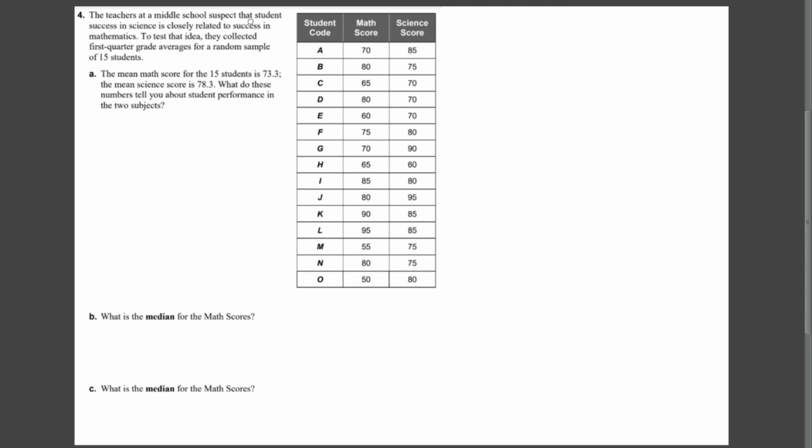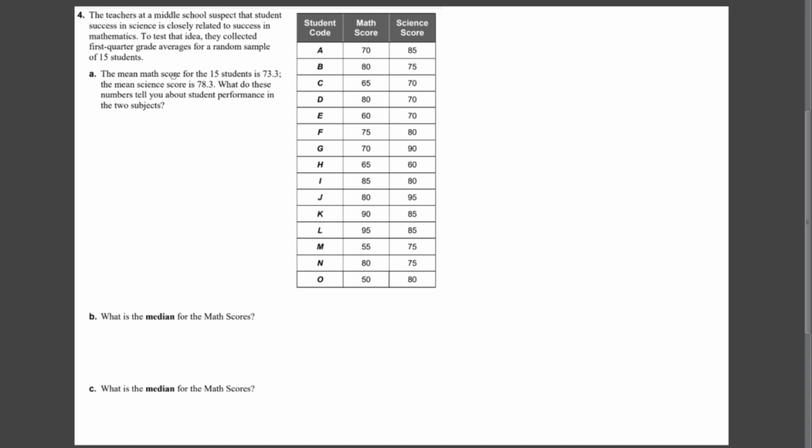Teachers at the middle school suspect that student success in science is closely related to success in math. This is true. Spoiler alert. To test that idea, they collected first quarter grade averages for a random sample of 15 students. The mean math score for the 15 students is 73.3. The mean science score is 78.3. What do these numbers tell you about student performance in the two subjects?